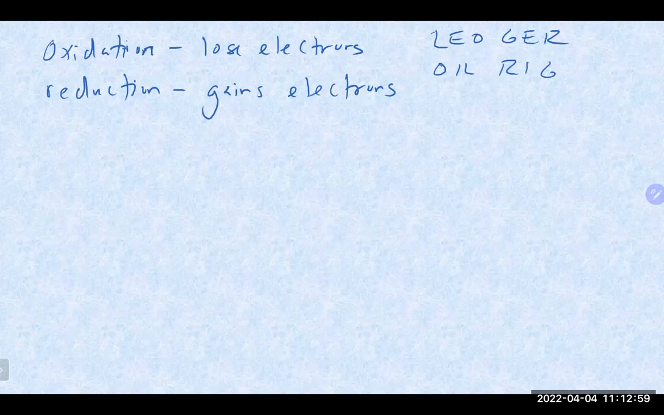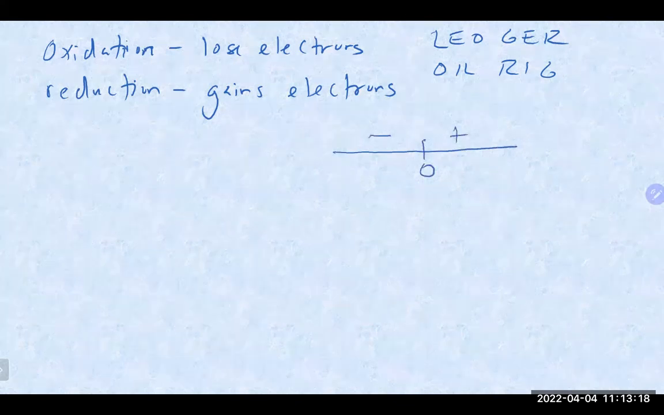So how can we determine if something is being oxidized or something is being reduced? There is really a simple way that you could do it. You could literally just make a number line. It's usually 0 in the middle. To the right are positive numbers, to the left are negative numbers. When somebody loses electrons, do they become more negative or more positive? They do become more positive, right? They've got more protons than electrons.